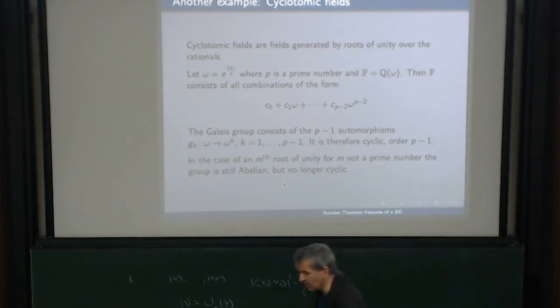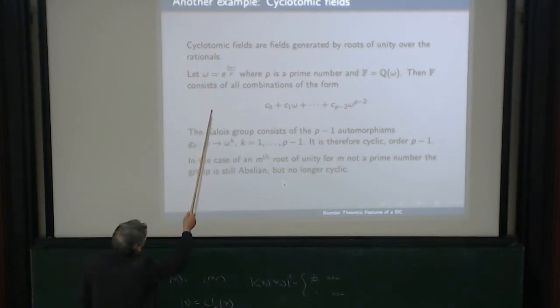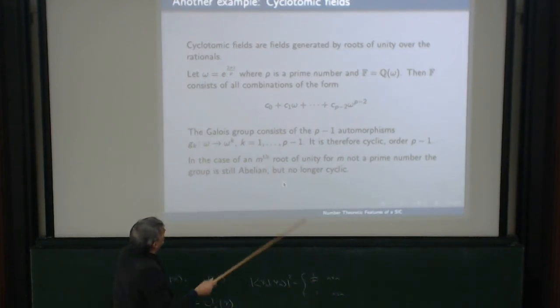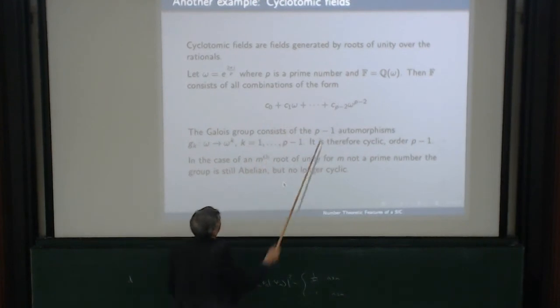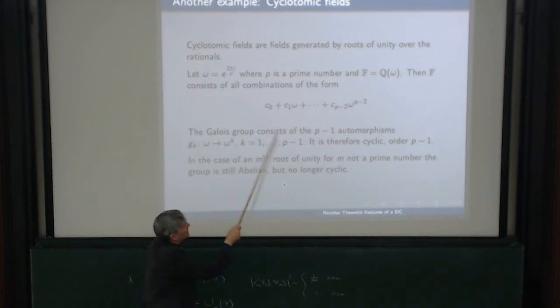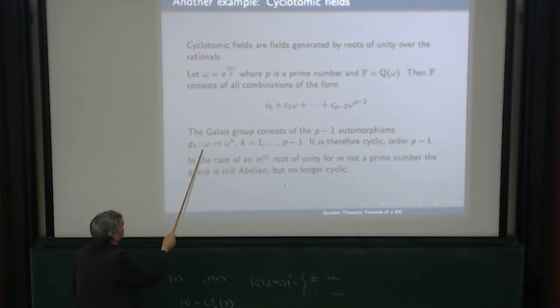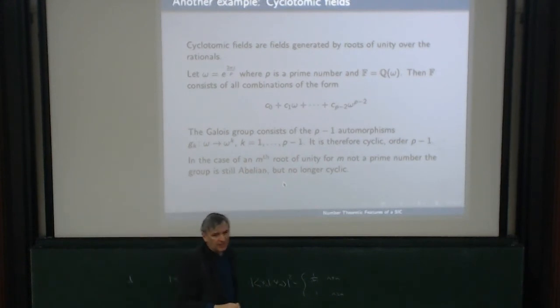A rather important example is what's called cyclotomic extensions, which are fields generated by roots of unity. The structure is simplest if it's a pth root of unity where p is a prime number, and then the field consists of all combinations of that form where the coefficients are rational numbers and omega is a root of unity. And the Galois group has order p minus 1, with automorphisms that take omega to omega to the k, where k is any integer between 1 and p minus 1. The Galois group is cyclic of order p minus 1.